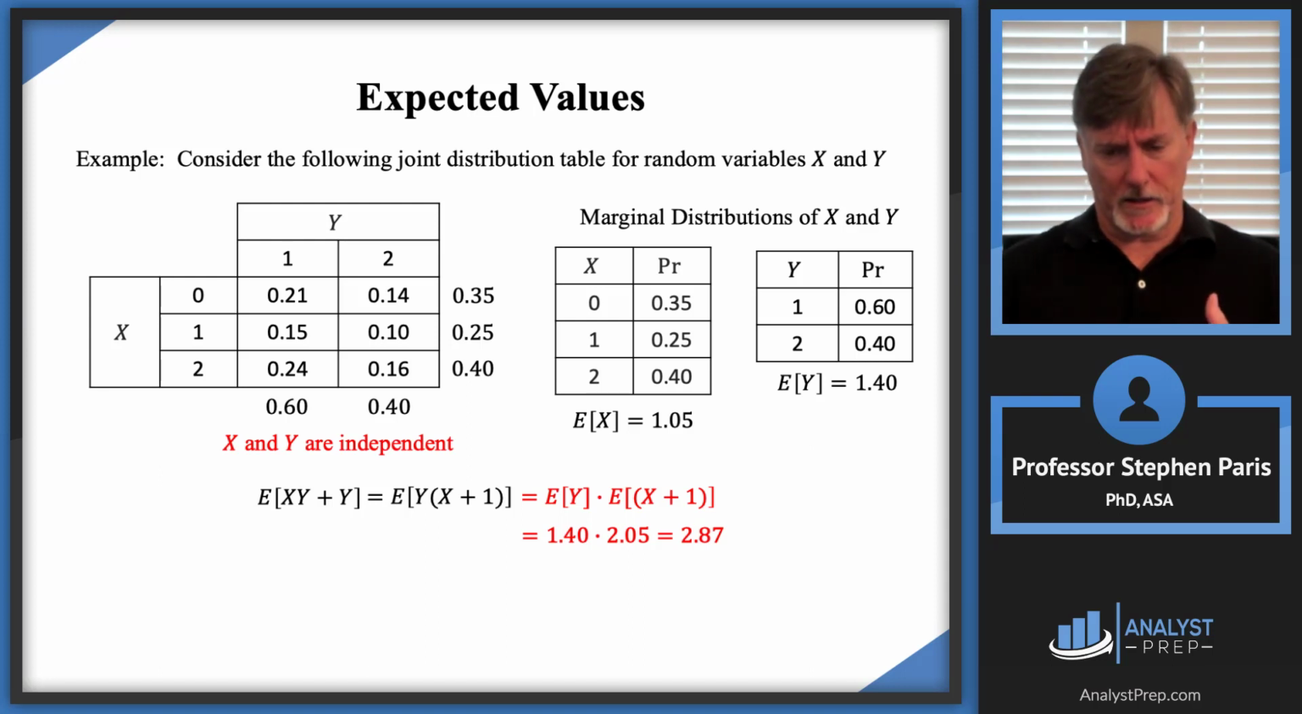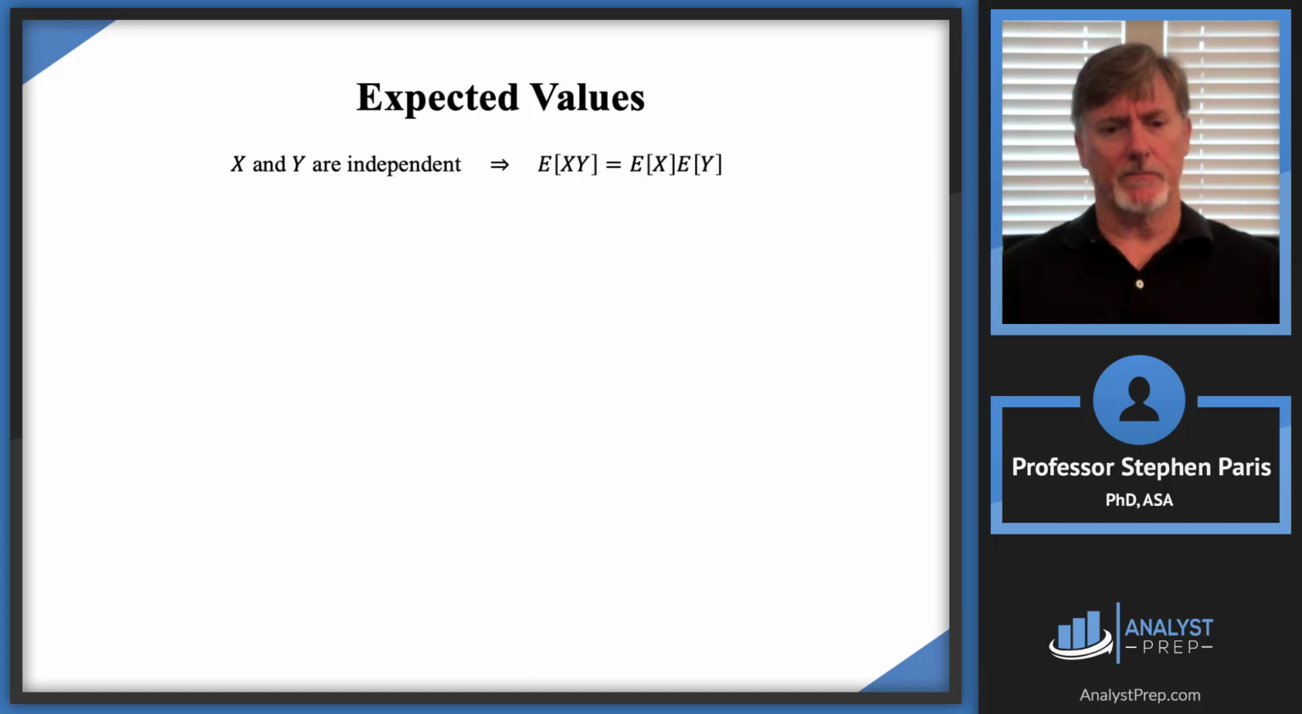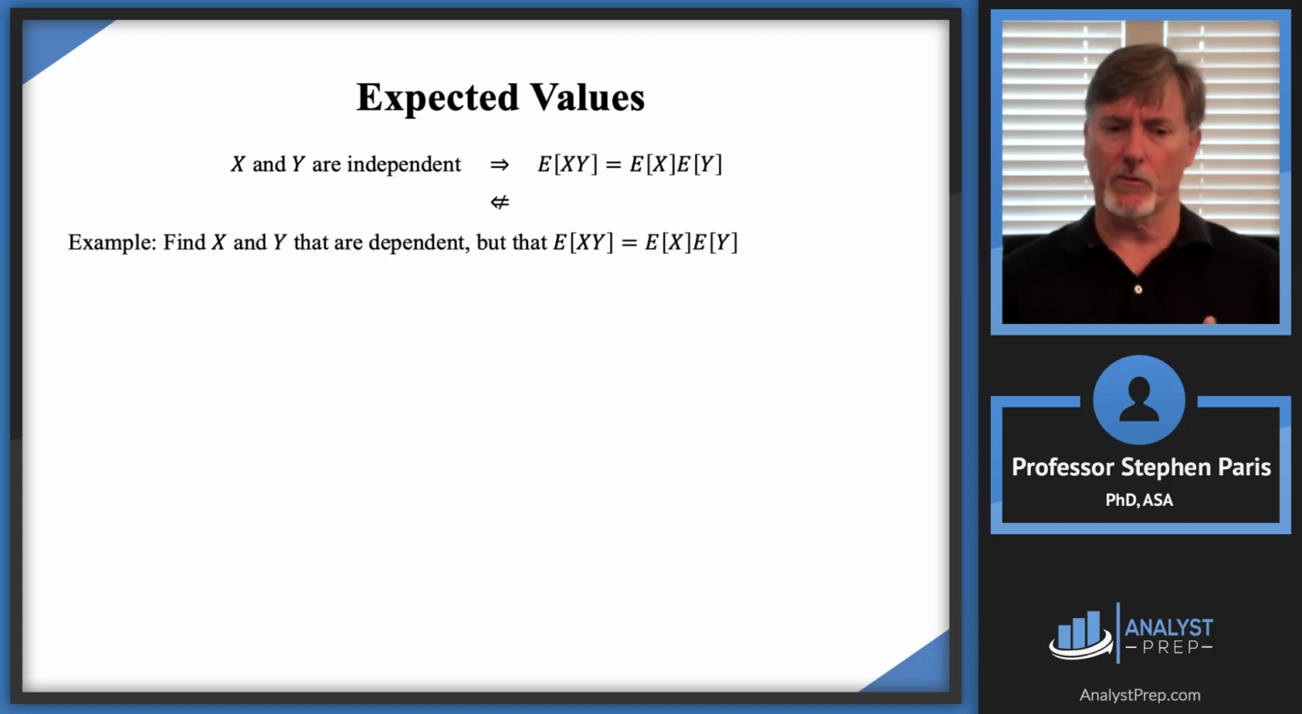So let me make one more observation here. When I have independent random variables, the expected value of the product of X and Y is equal to the product of the expected values of cap X and cap Y. The point I want to make now is that the reverse implication is not true. The converse is not true. In order to show that, from a logic standpoint, I need to find an example where the expected value of cap X times cap Y is equal to the product of the expected values, but cap X and cap Y are not independent. They're dependent. And so here's my example.